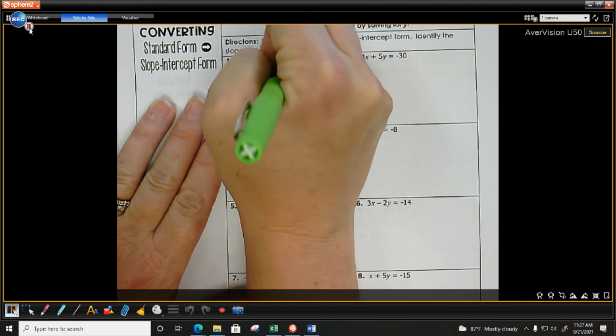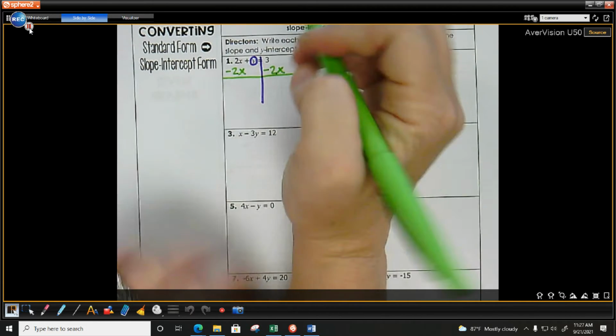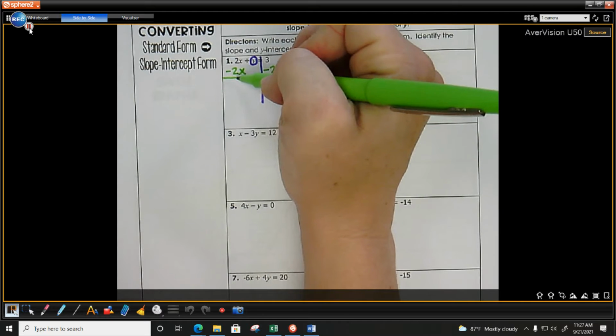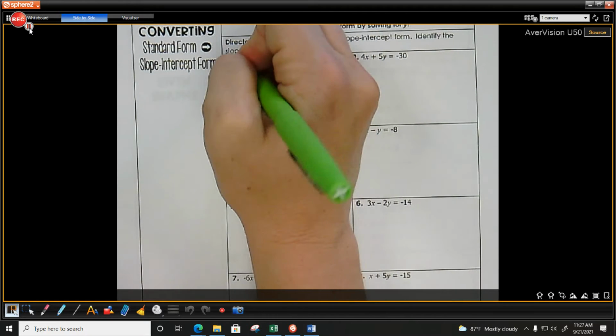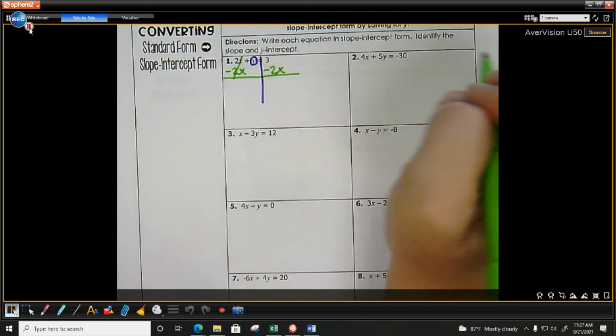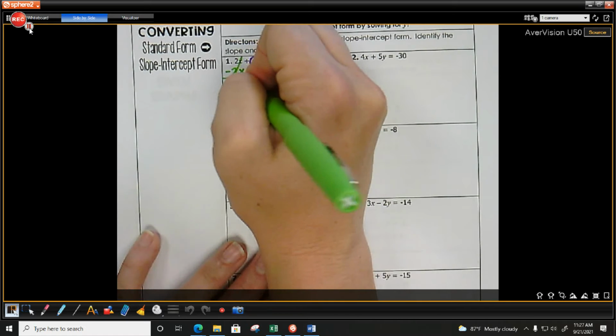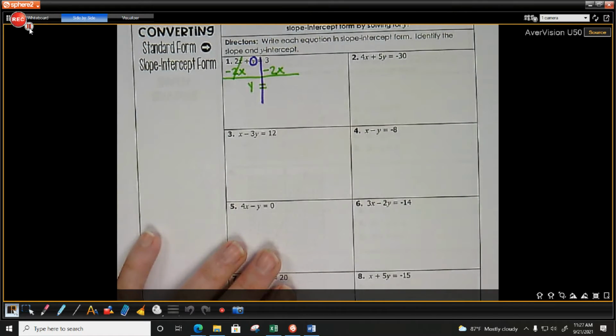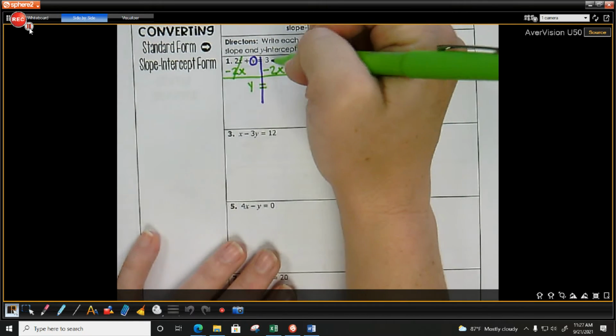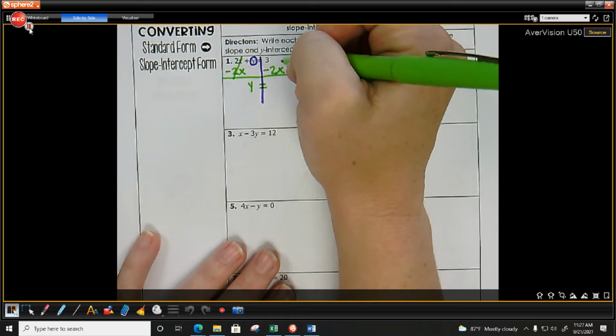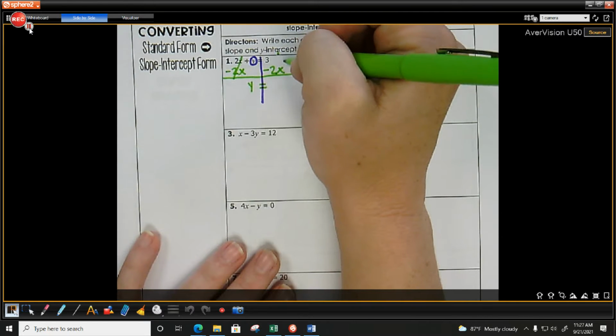What's 2x minus 2x? No x's. They cancel each other out because they are inverse operations. Drop down your y equals. Are these like terms on the right? No, so can I combine them? If they're not both x terms or both constants? No.